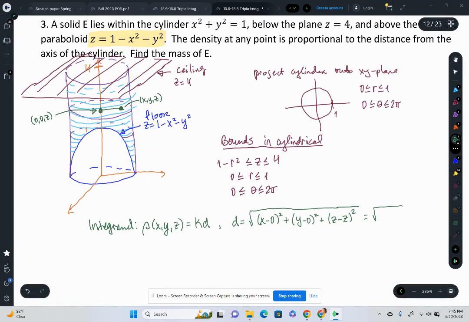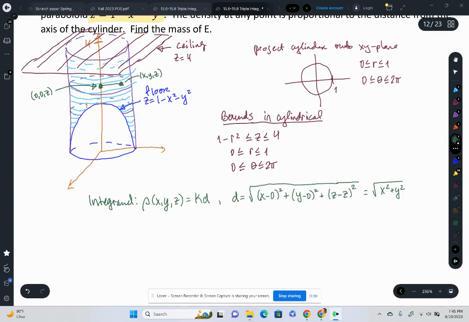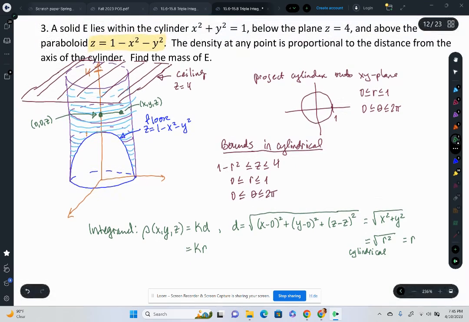This simplifies to just be the square root of x squared plus y squared. Okay, which in cylindrical is equal to the square root of r squared. So this is cylindrical, which is equal to r. That means our integrand, which is our density function, and it's equal to kd, is equal to k times the radius. That's it. So now, I think I have everything I need.